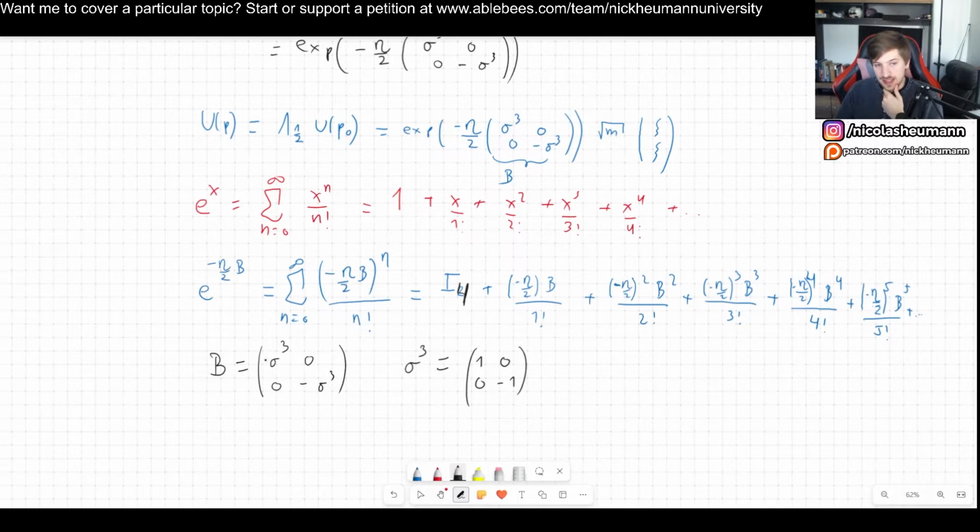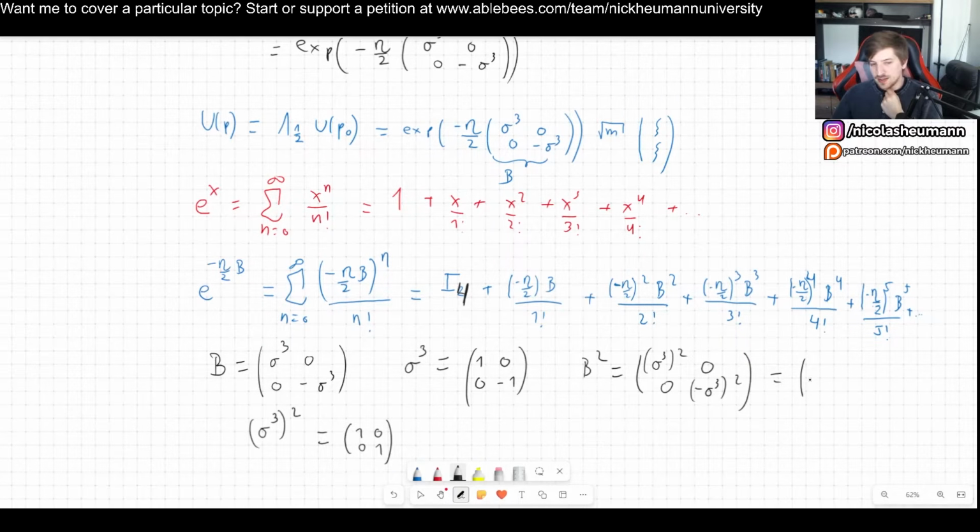So if we have B squared, since it's diagonal, it's going to be the square of each one of the elements of the diagonal. So that's going to be sigma 3 squared, 0, 0, and then minus sigma 3 squared. So what is sigma 3 squared? Again, you square the elements on the diagonal, and it's simply going to be the identity. So that means that B squared is going to be the identity 4 by 4.